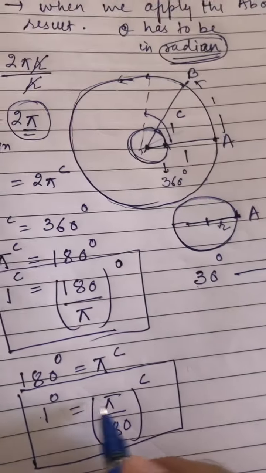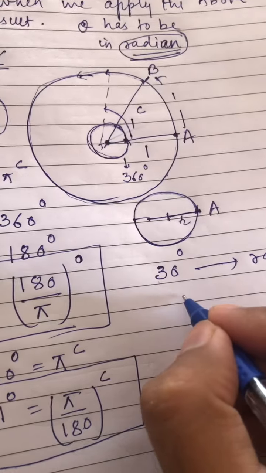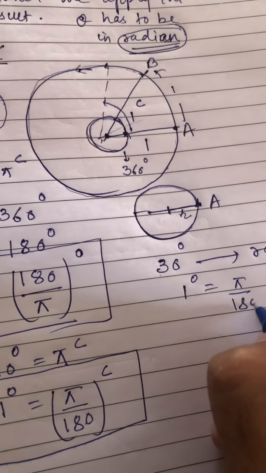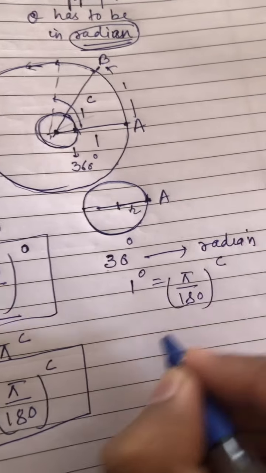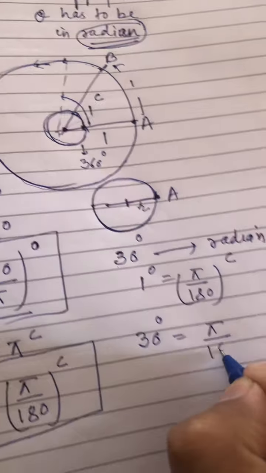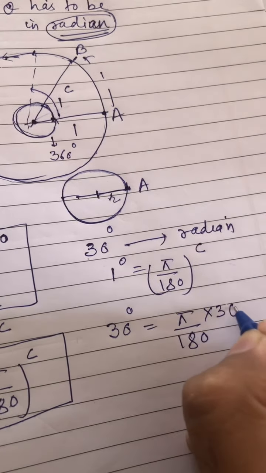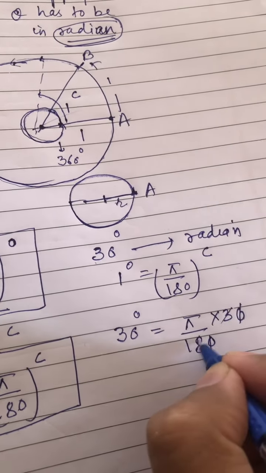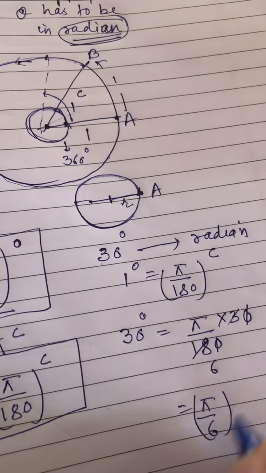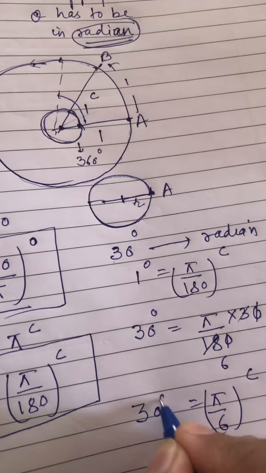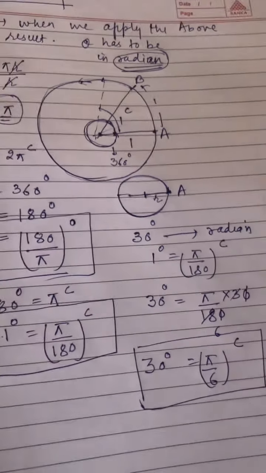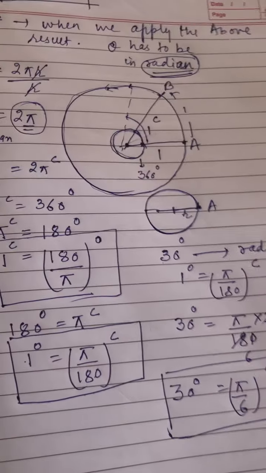Now for example, convert 30 degree into radian. You know that 1 degree is equal to pi upon 180 radian. So 30 degree will be equal to pi upon 180 into 30. The zeros will cancel out. 3 sixes are 18. So that is pi upon 6 radian. So 30 degrees is equal to pi upon 6 radian. Like this you can convert any angle into radian.